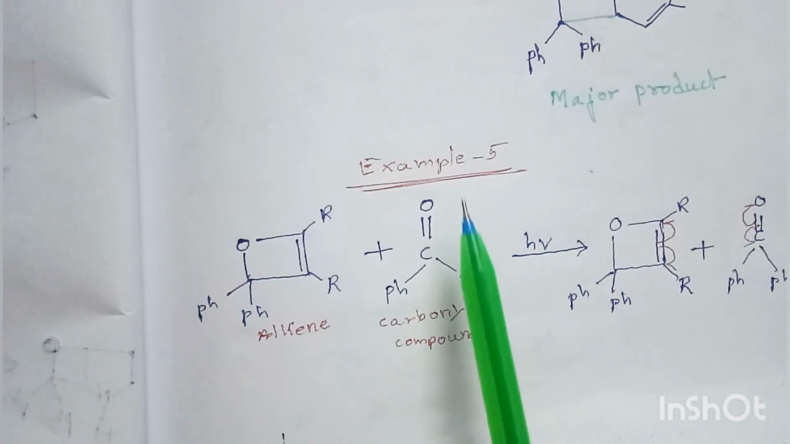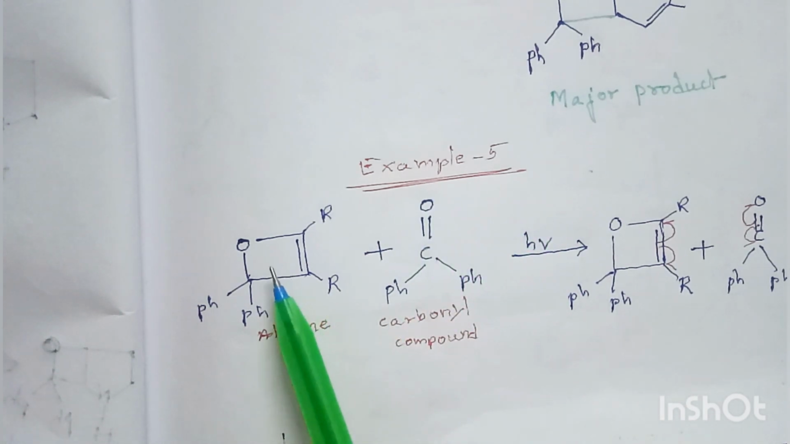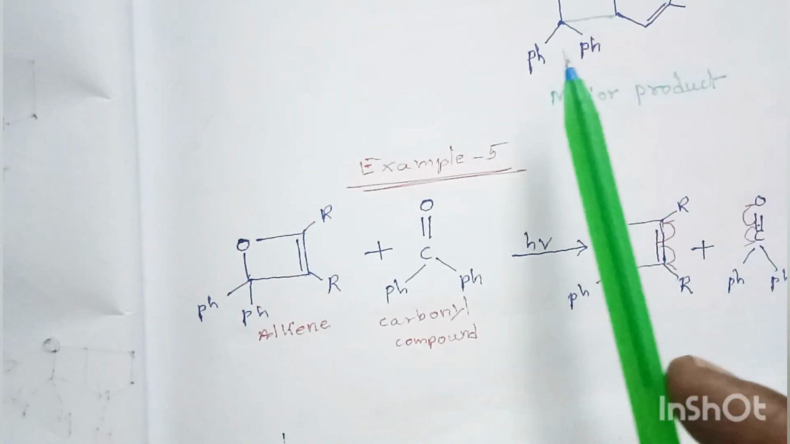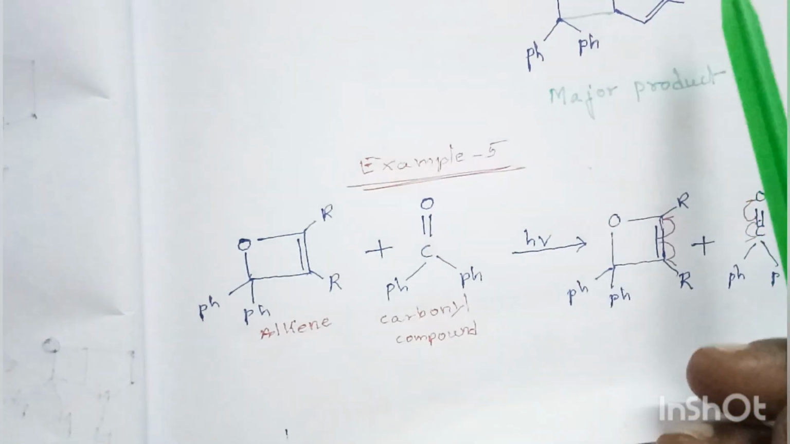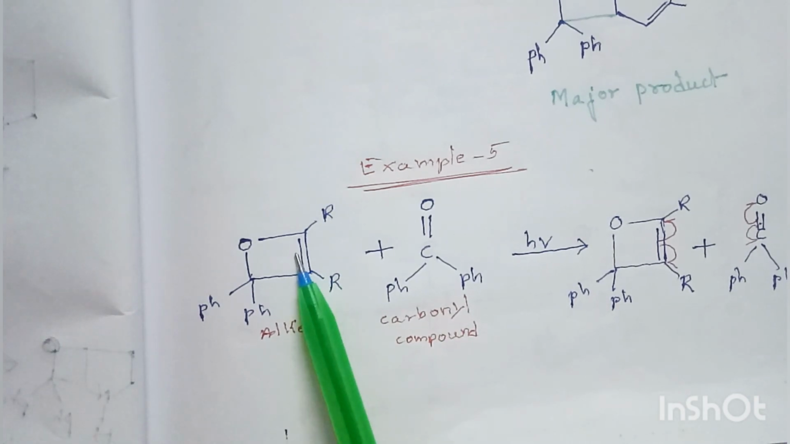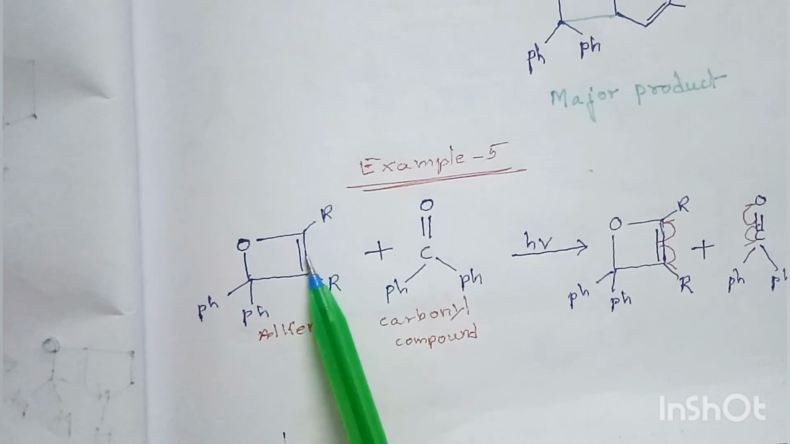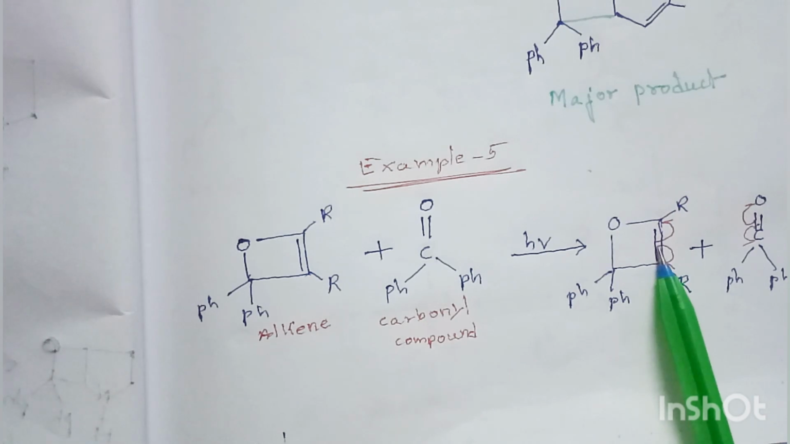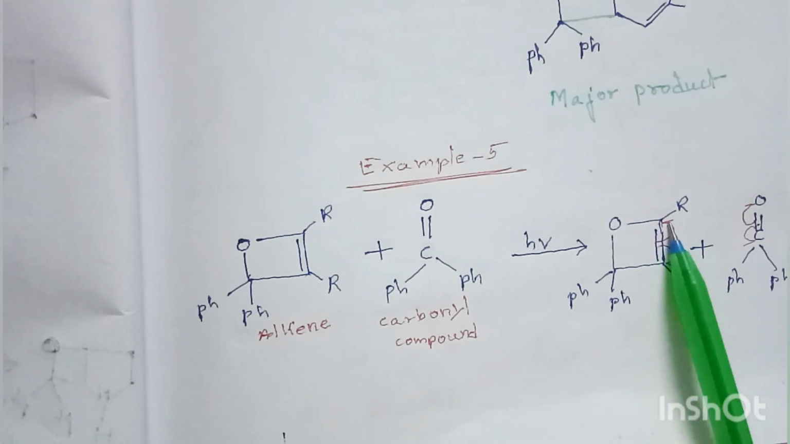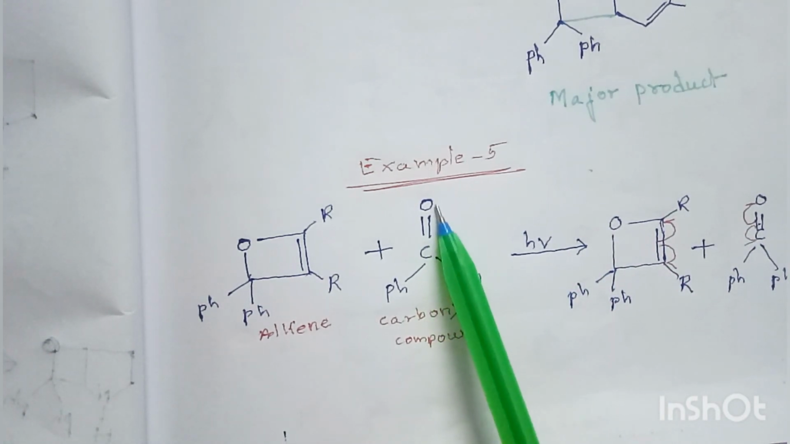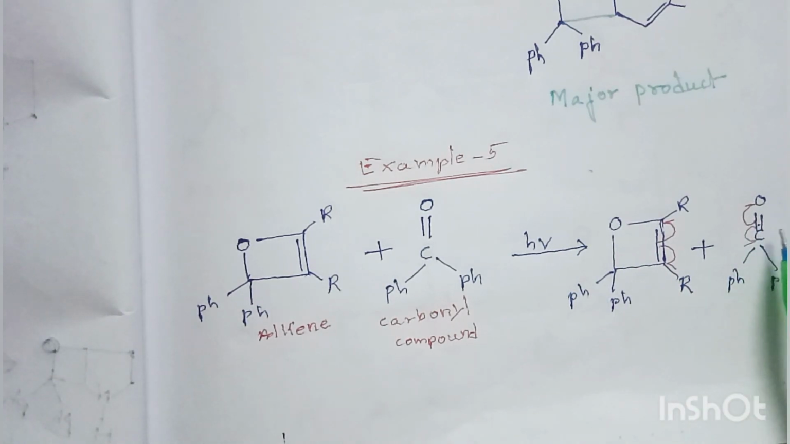Let us see another example. This is a cyclic alkene. So far we have seen only alkenes. So this is a cyclic alkene, this is a carbonyl compound. It has a double bond here. So upon irradiation by UV light, this pi bond will cleave homolytically to give us two radicals. This pi bond between oxygen and carbon also will cleave to give us two radicals. Let us see what it is.